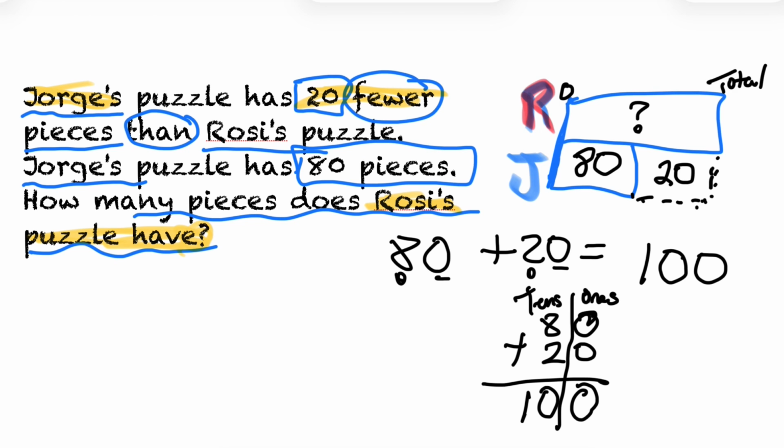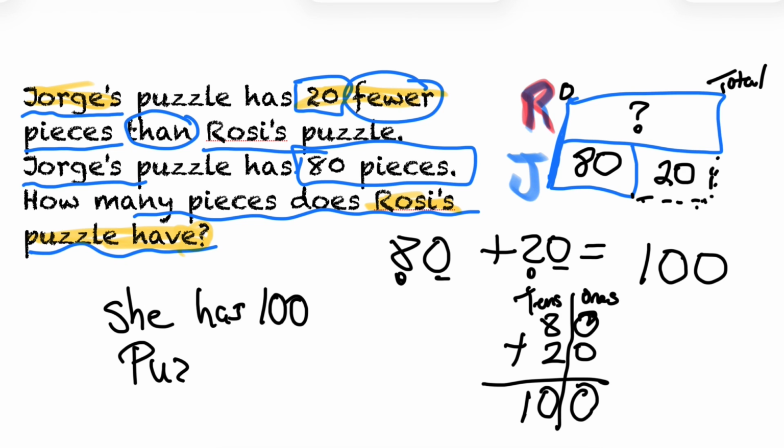So Rosie has 100 puzzle pieces. And that's our math question of today.